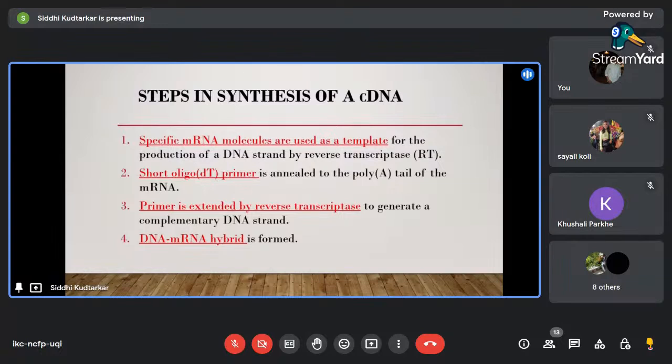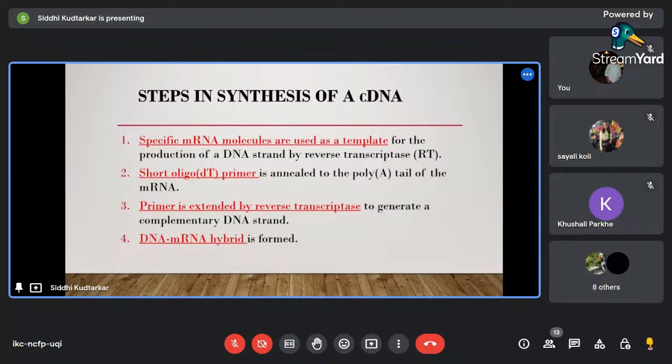So in the first step, a mRNA molecule, whichever specific mRNA molecule we want, is used as a template for the production of the DNA strand. A very short oligo-dT primer binds to the poly A tail. As we know, we use a mature mRNA, which has a poly A tail. So we use a short oligo-dT primer of 12 to 18 nucleotides, which will bind to the poly A tail, and our reverse transcriptase will use it as a primer to synthesize the DNA strand.